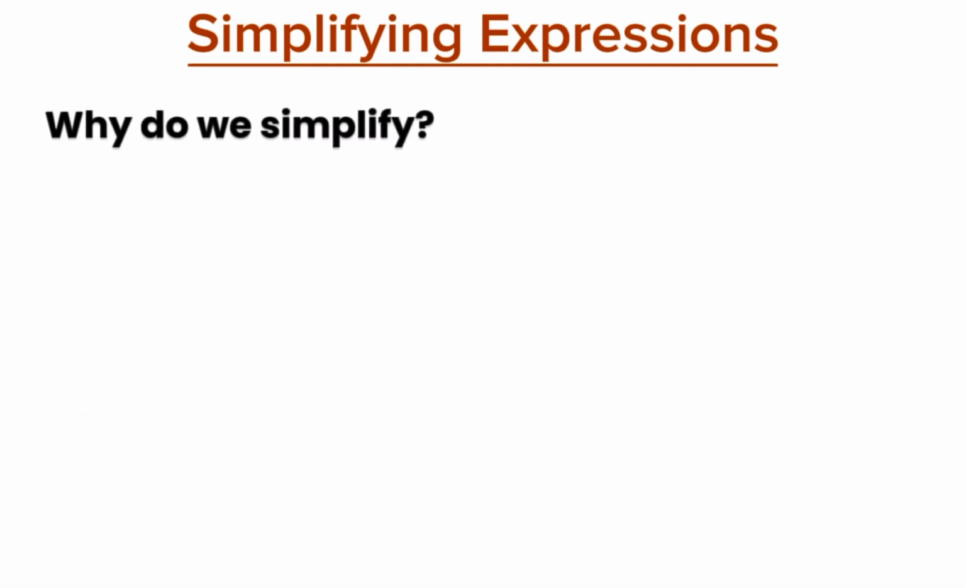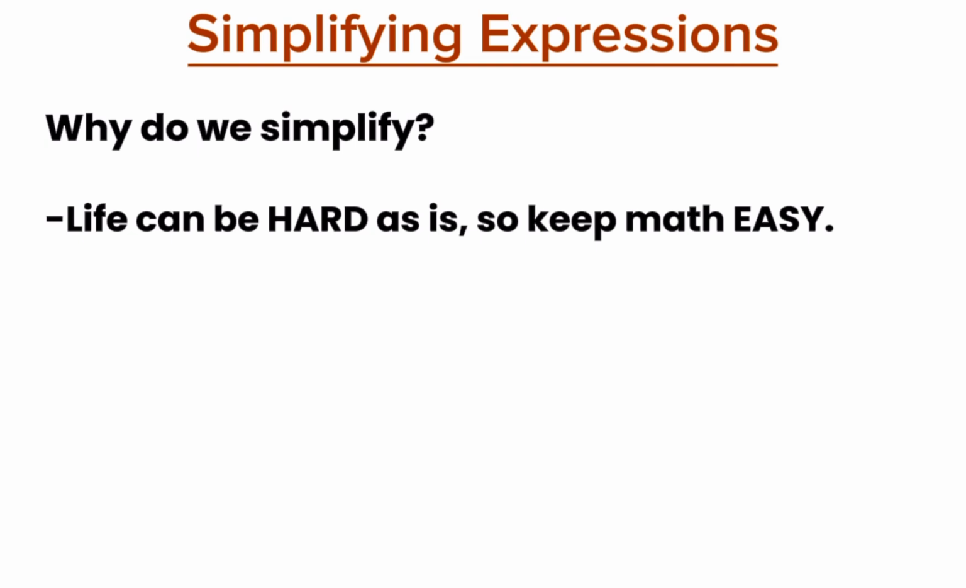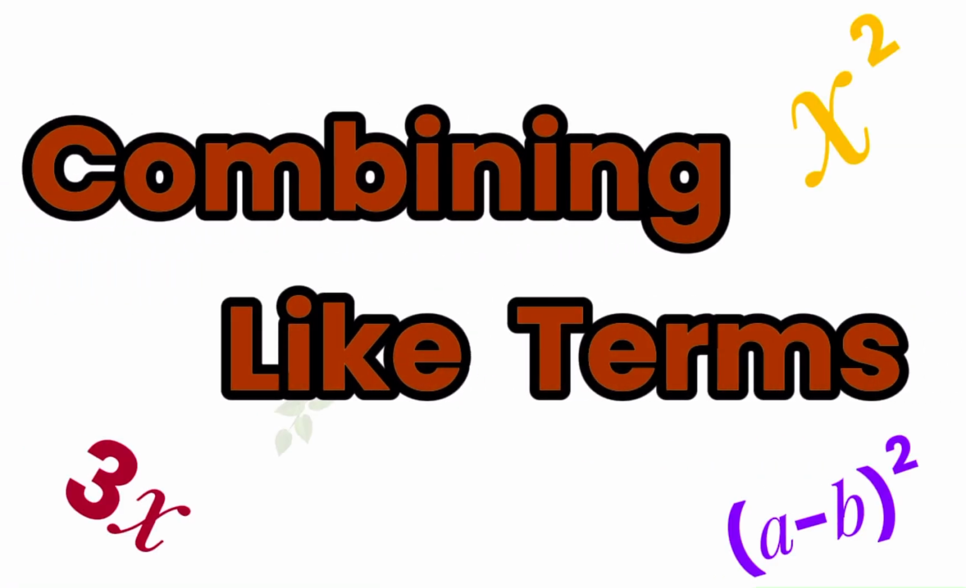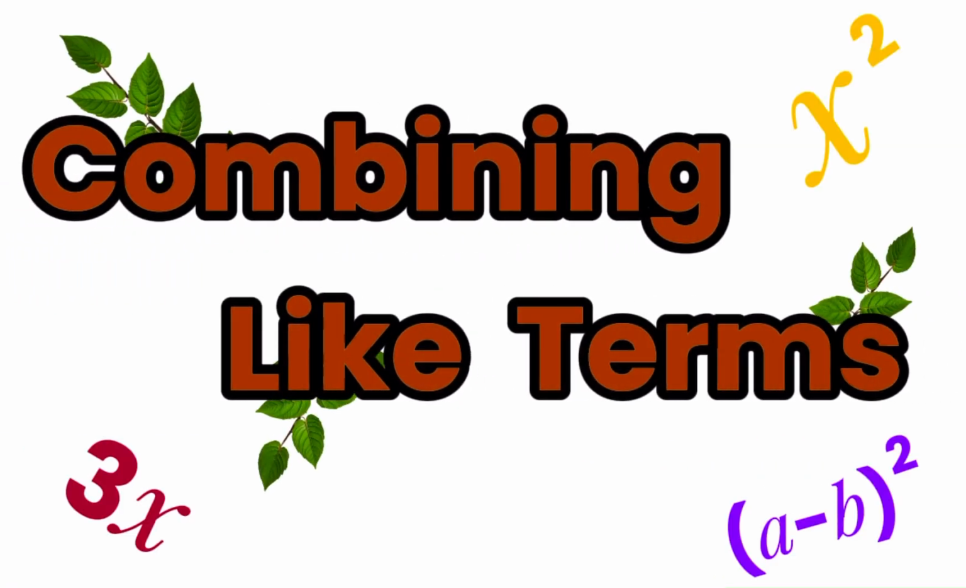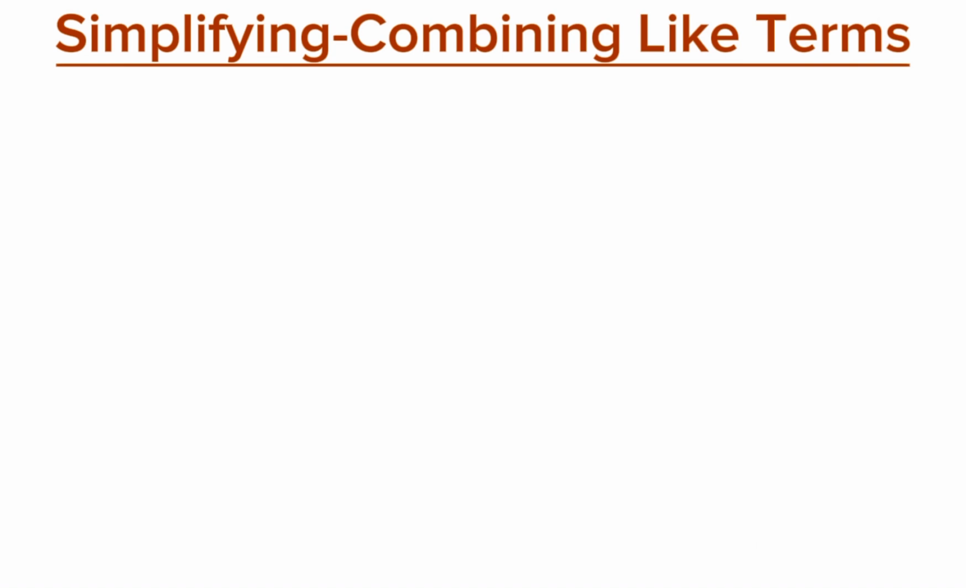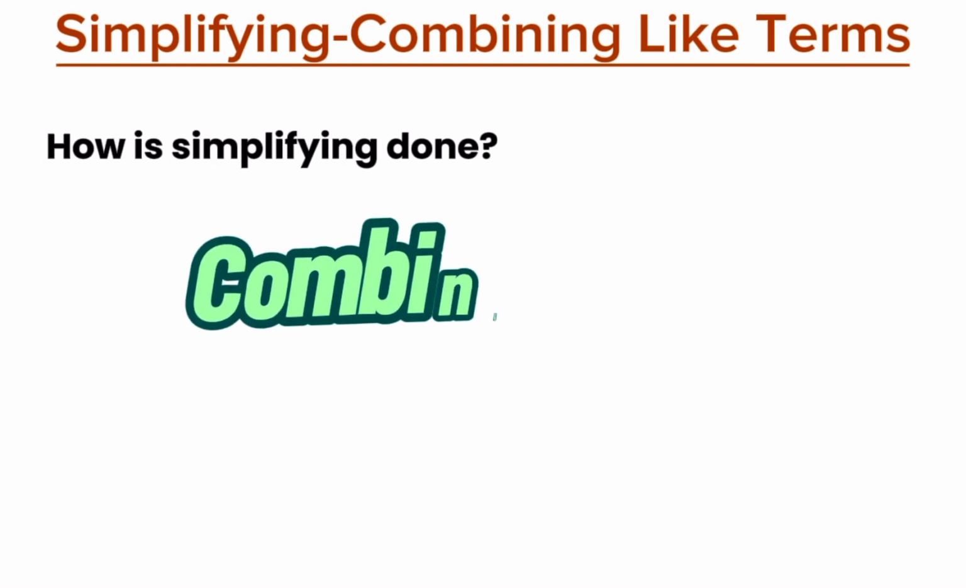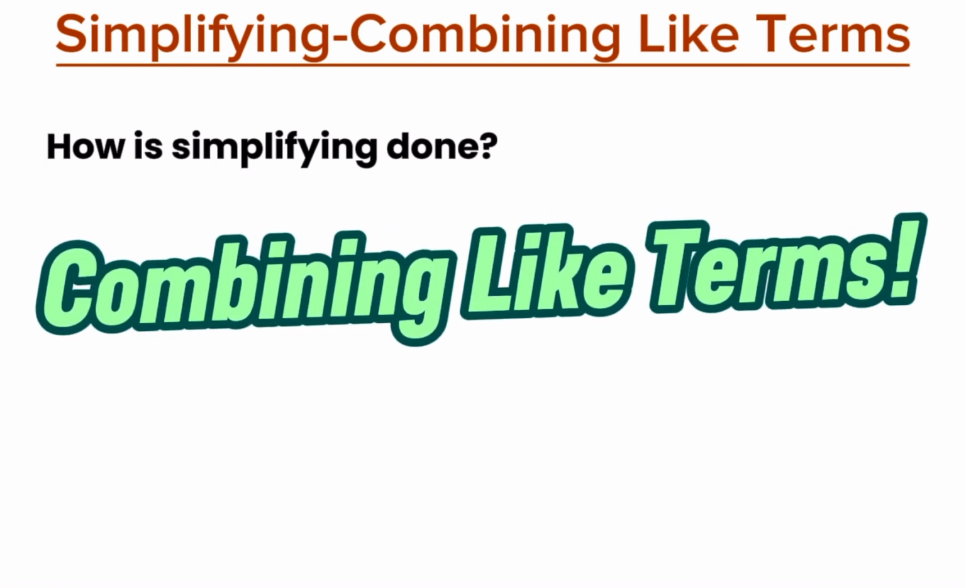Why is simplifying done? To make life easier, of course. I don't know about you, but I'd much rather solve using 2x plus 1 versus all of that over there. So how do we simplify? The easiest process in simplifying is called combining like terms.